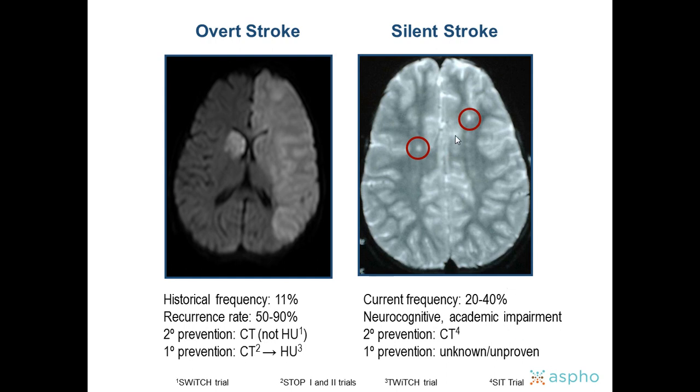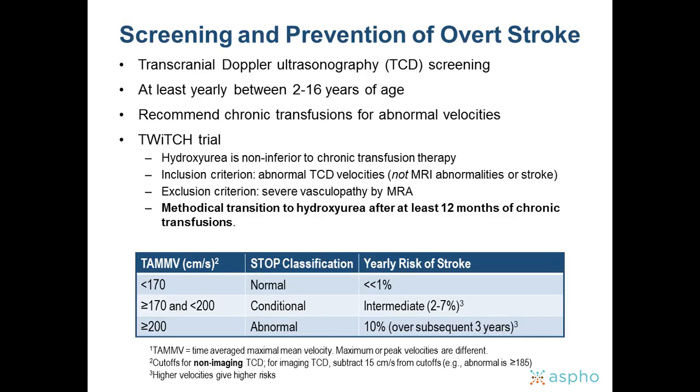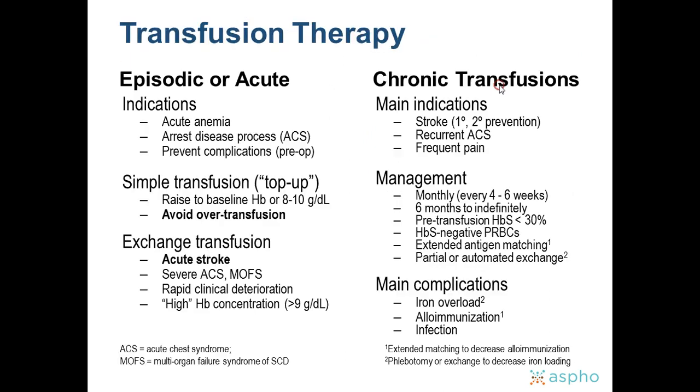Silent stroke is still a huge problem. 20 to 40% of individuals at least have these. They're associated with neurocognitive and academic impairment. Secondary prevention, the SIT trial showed us that chronic transfusions can do this, but primary prevention is not known or is experimental. So how do we screen and prevent stroke? We do it by TCDs, at least yearly between ages 2 and 16. And then if there are abnormal velocities, recommend chronic transfusions.